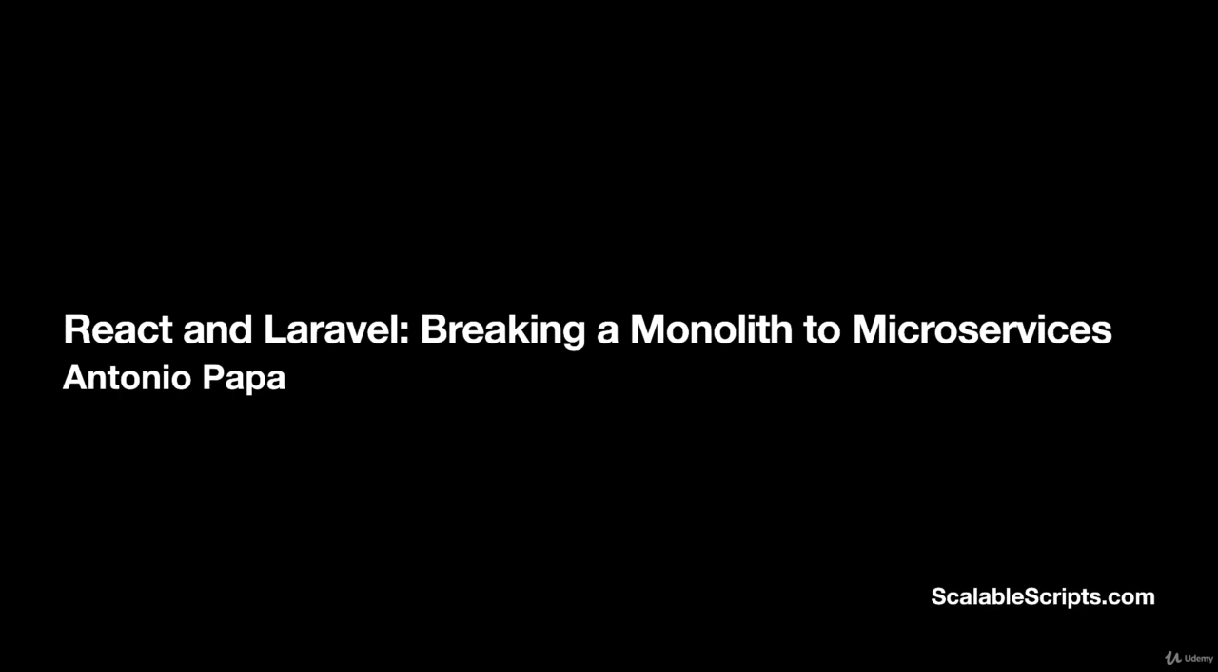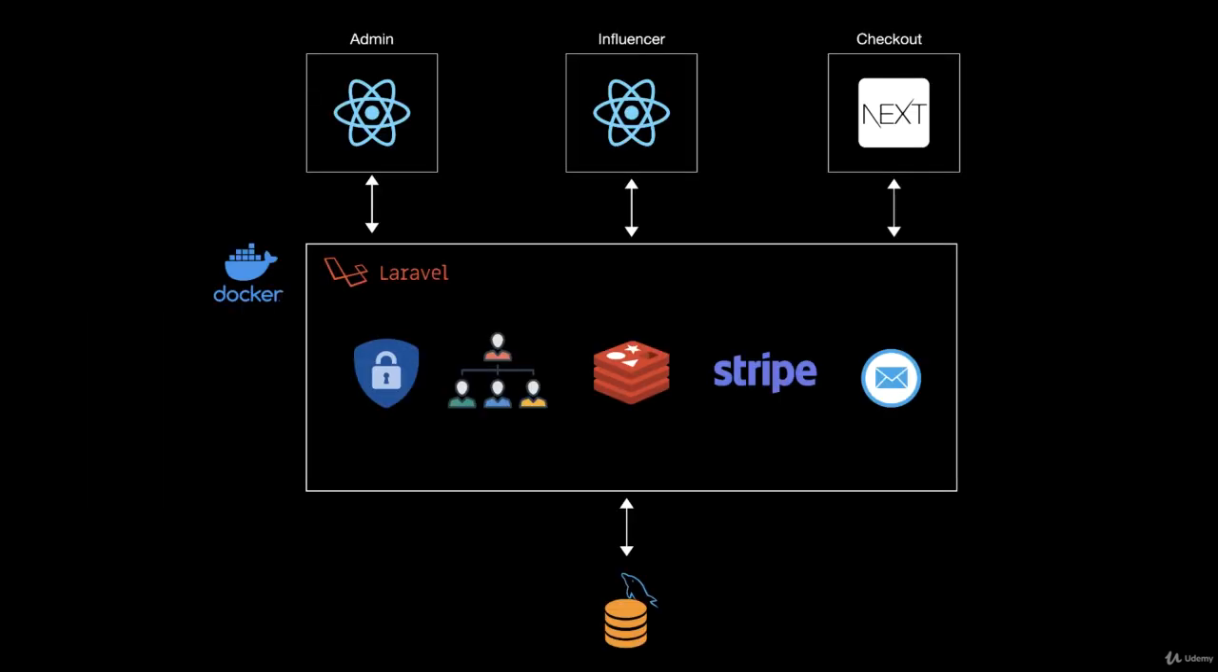I'm Antonio Papa from scalablescripts.com, and in this tutorial you will learn how to create and break a monolith into microservices. This tutorial is composed of two parts. In the first part we will create a monolith where we will have three front-end apps: admin, influencer and checkout, consuming one big API built in Laravel.